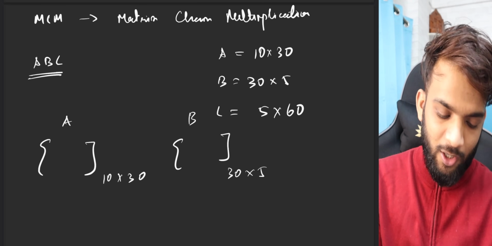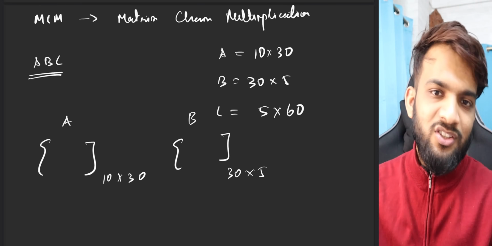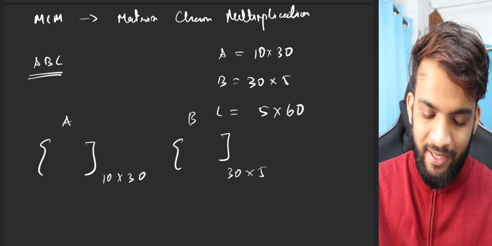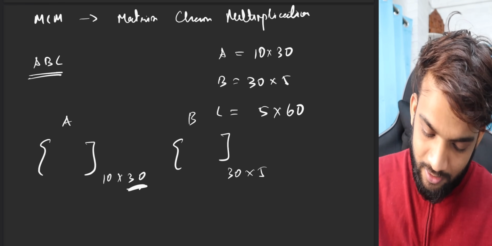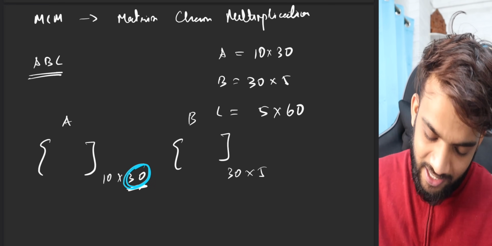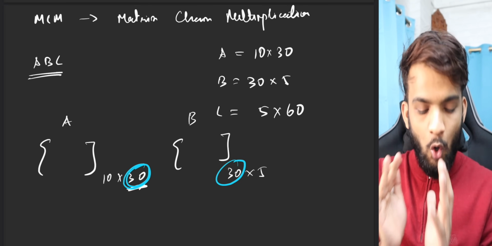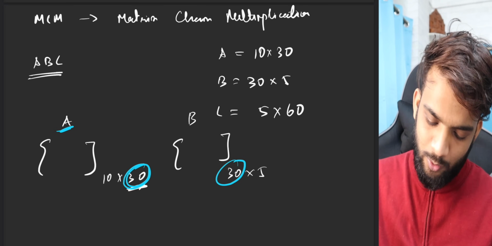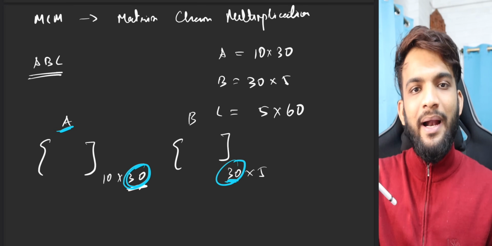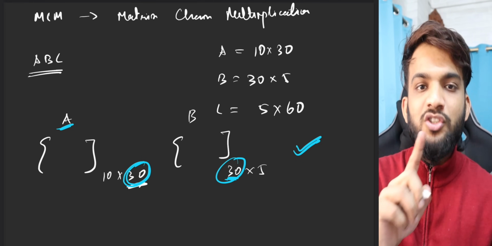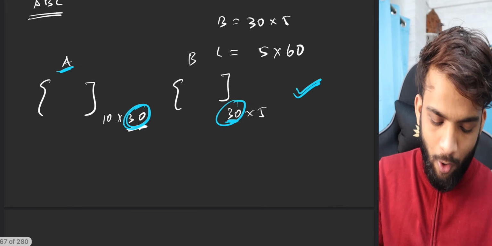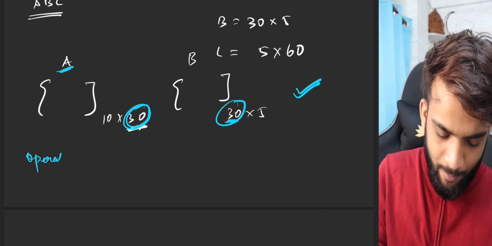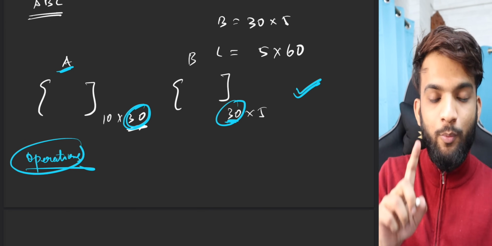multiplied. Why? Because if you have done maths in your school, you know, if the column of the first matrix is equal to the row of the second matrix, then the multiplication is possible. And how many operations do you require in order to multiply this?